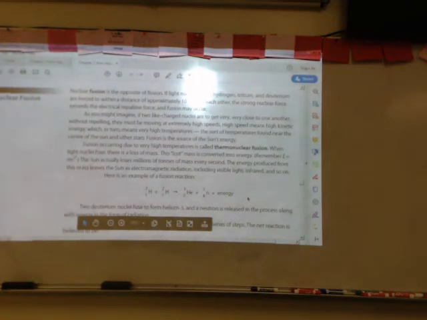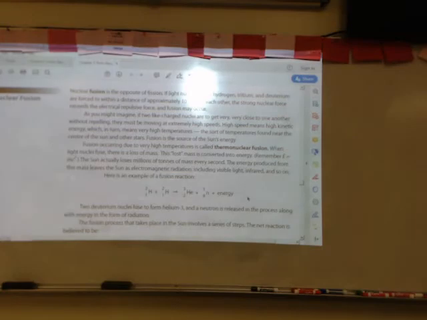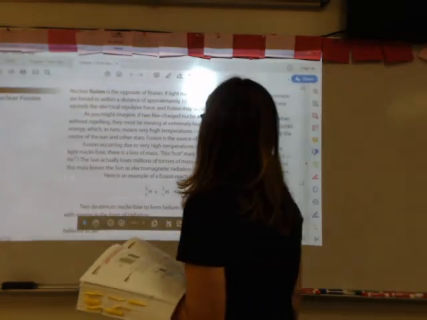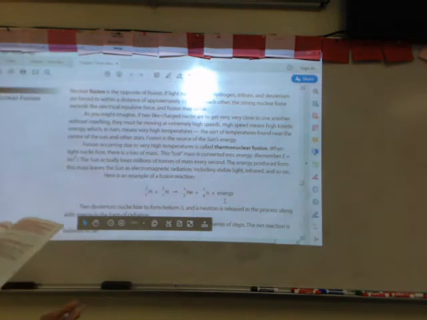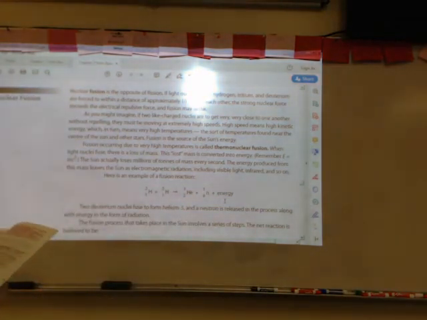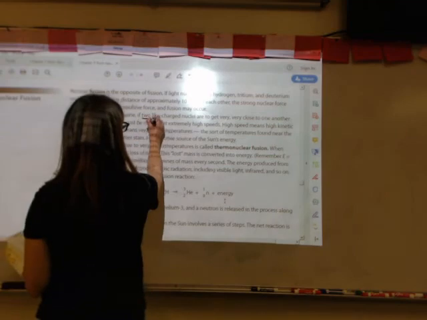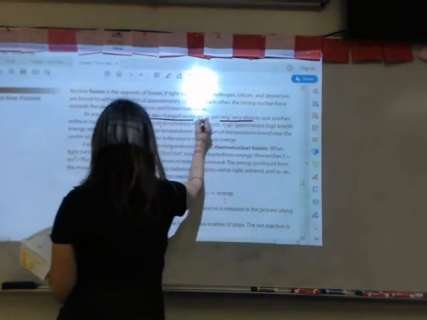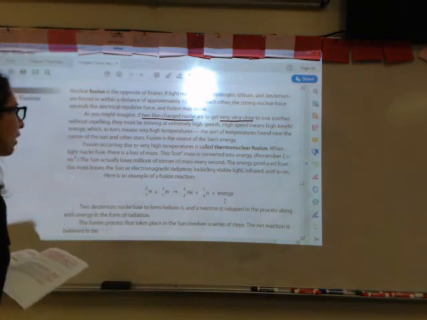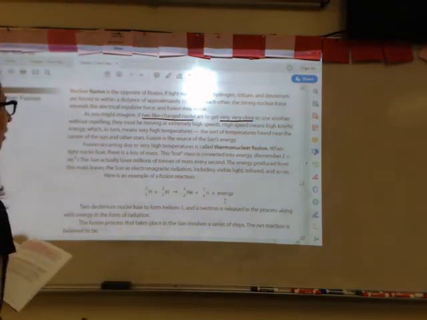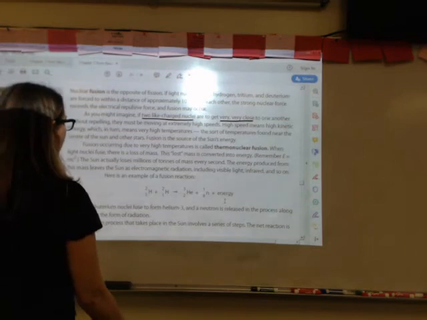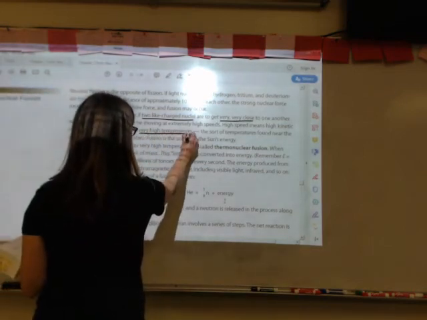So nuclear fusion is the opposite of nuclear fission. So if you have light nuclei, and they're forced within a distance of maybe 10 to the negative 16th meters of each other, the nuclear force, which is really, really strong, is going to exceed the electrical repulsive force, and fusion might occur. So if two like-charged nuclei get very, very close to each other without repelling, they have to be moving at really high speeds, which means they have a lot of kinetic energy, and that means there are very high temperatures involved.